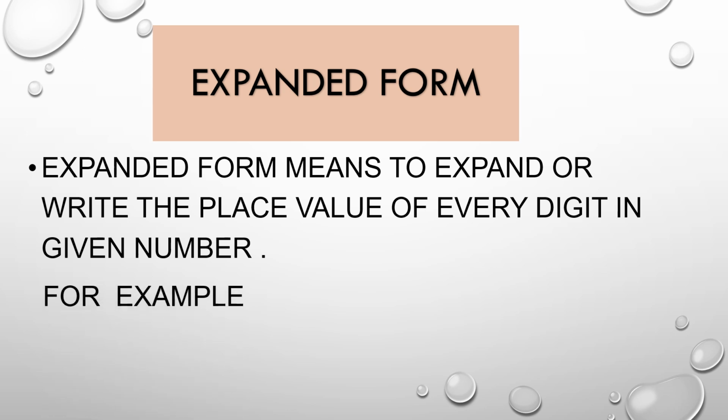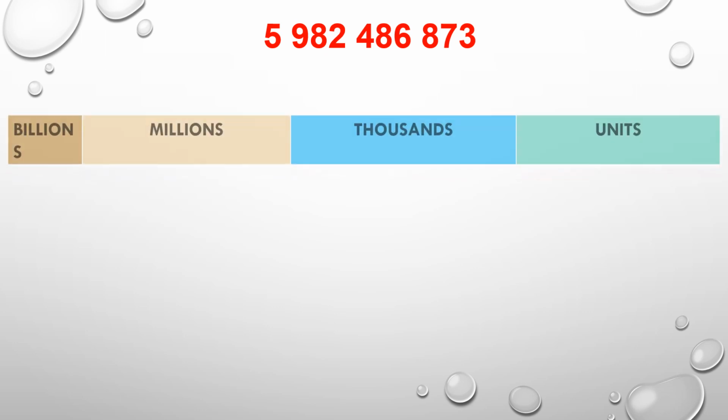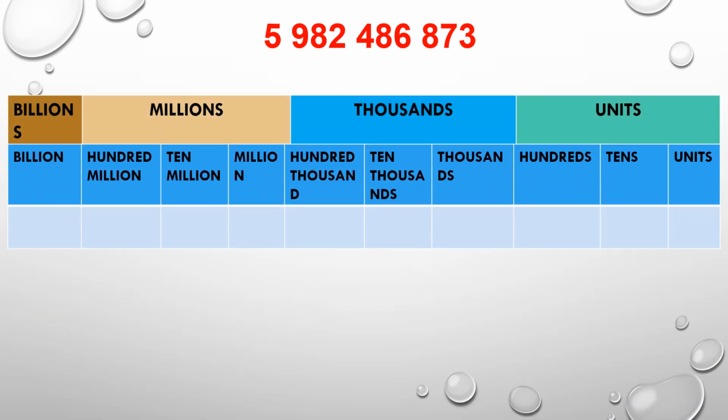Suppose the number is this. You can see that it is a 10-digit number, and when we place this in the place value table, you can find that it goes till billions. So the number is 5,982,486,873.